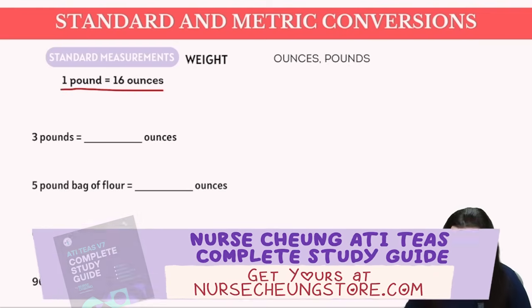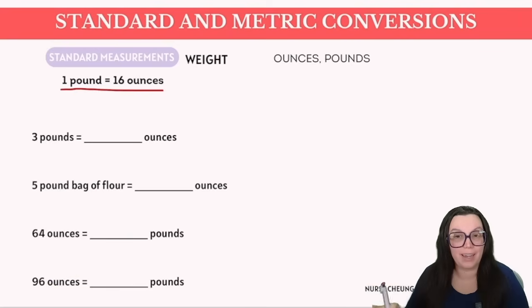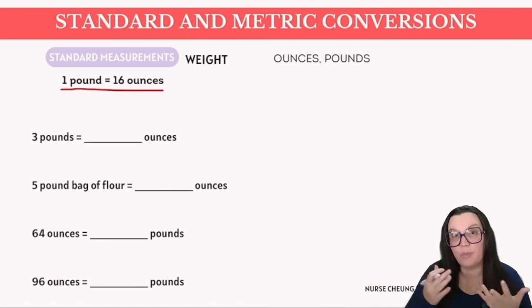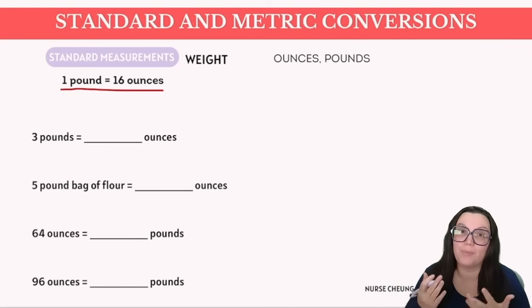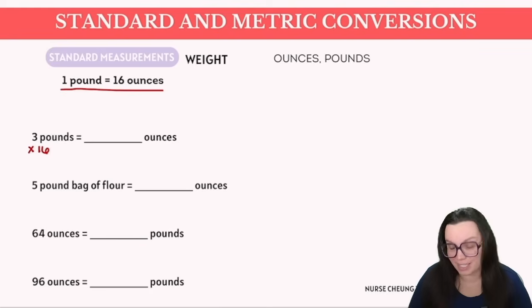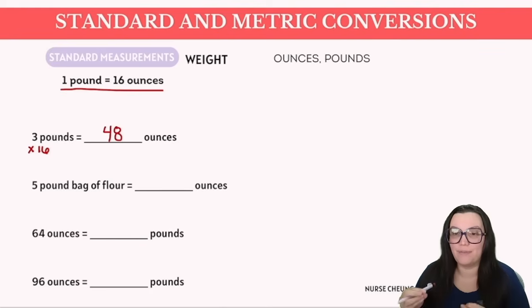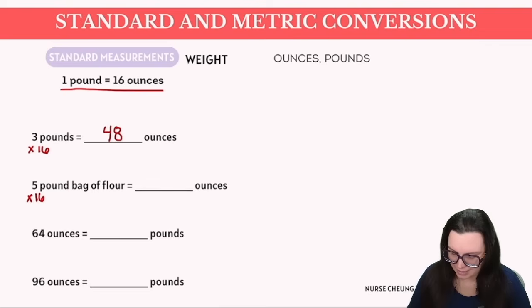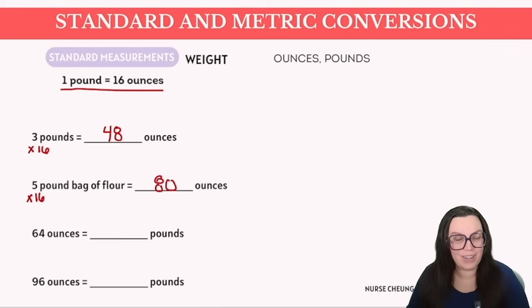Our first example says 3 pounds is equal to how many ounces? As we know, 1 pound is equal to 16. We're going from a larger unit to a smaller unit, which means we're going to multiply. So we're going to multiply 3 pounds by our 16, and that is going to give us our answer of 48 ounces. Our next example says we have a 5-pound bag of flour, and we need to convert that into ounces. Again, we're going to do the exact same thing as we did in example 1, and we're going to multiply our 5 by 16. 5 times 16 is equal to 80, and that gives us our correct answer of 80 ounces.